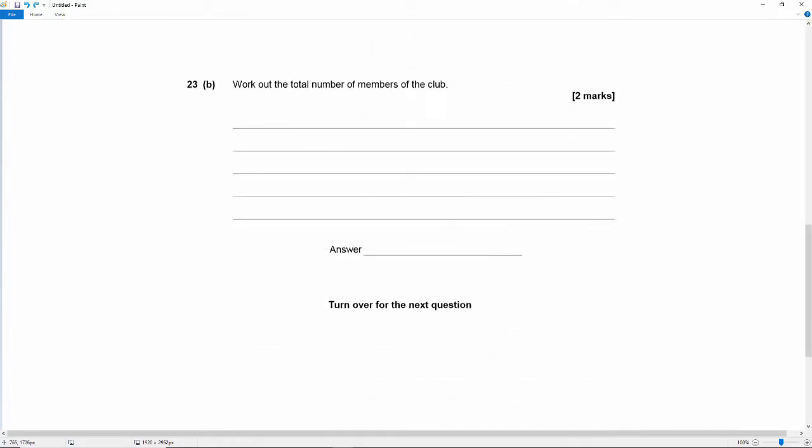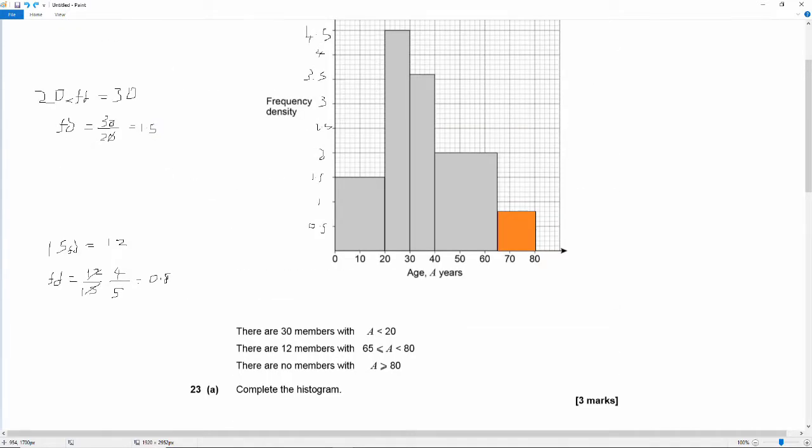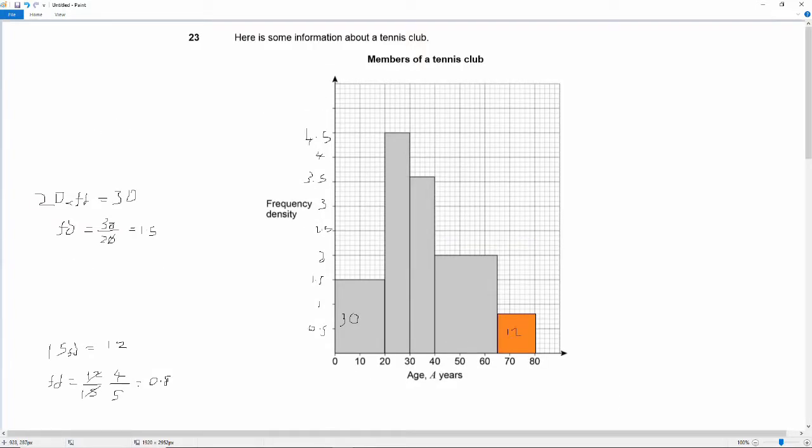And picking up in part B, it says work out the total number of members of the club. Okay, so what do we know? We know already that there are 30 members with age less than 20, so this is 30 without even having to calculate, and we know there are 12 members here because we did that one ourselves. So between 20 and 30, that's a class width of 10 and our frequency density of 4.5, so that means there's 45.